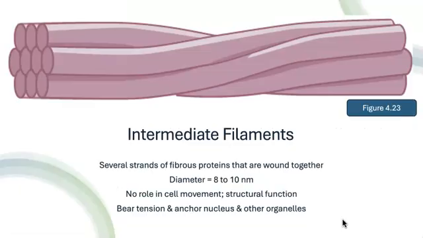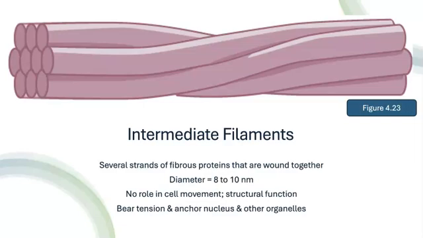Now with our intermediate filaments, we said this was our medium size. They're made up of several strands of fibrous proteins, and you could see that they're all wound together. This is going to be the most diverse group of our cytoskeletal elements because there are several fibrous protein types. And you're probably most familiar with keratin, which we find in our hair, nails, and our skin's epidermis, the outer layer, and is a fibrous protein.